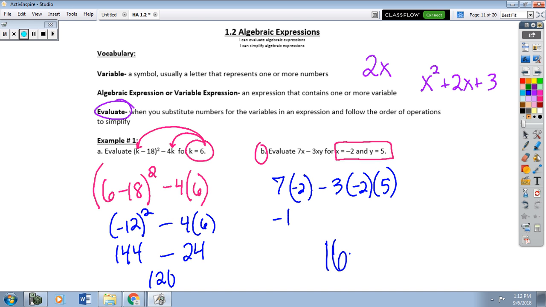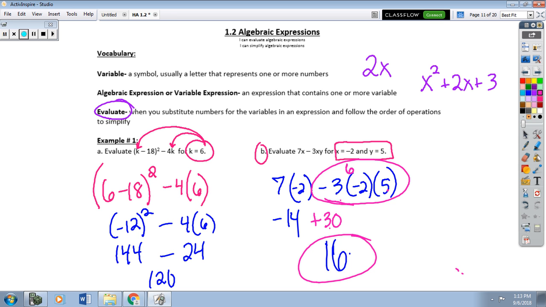Should be getting positive 16, so let's take a look at that one. So obviously we get negative 14 here. Now, for these three numbers, these are all being multiplied together. So really, it's negative 3 times negative 2, which is positive 6. Positive 6 times 5, which is a positive 30. Now remember, the commutative property says you can multiply in any order. So if you prefer, you could do 5 times negative 2 is negative 10. Negative 10 times negative 3 is a positive 30. Doesn't matter.